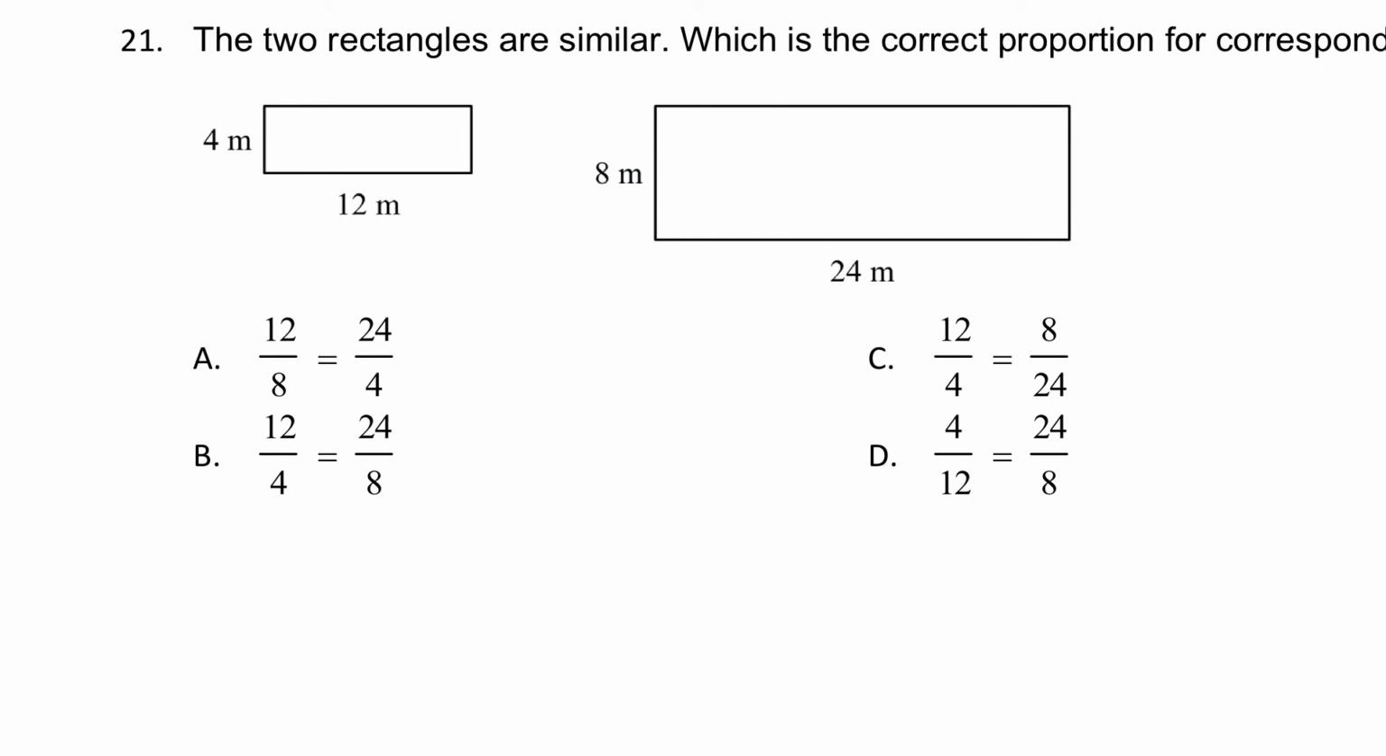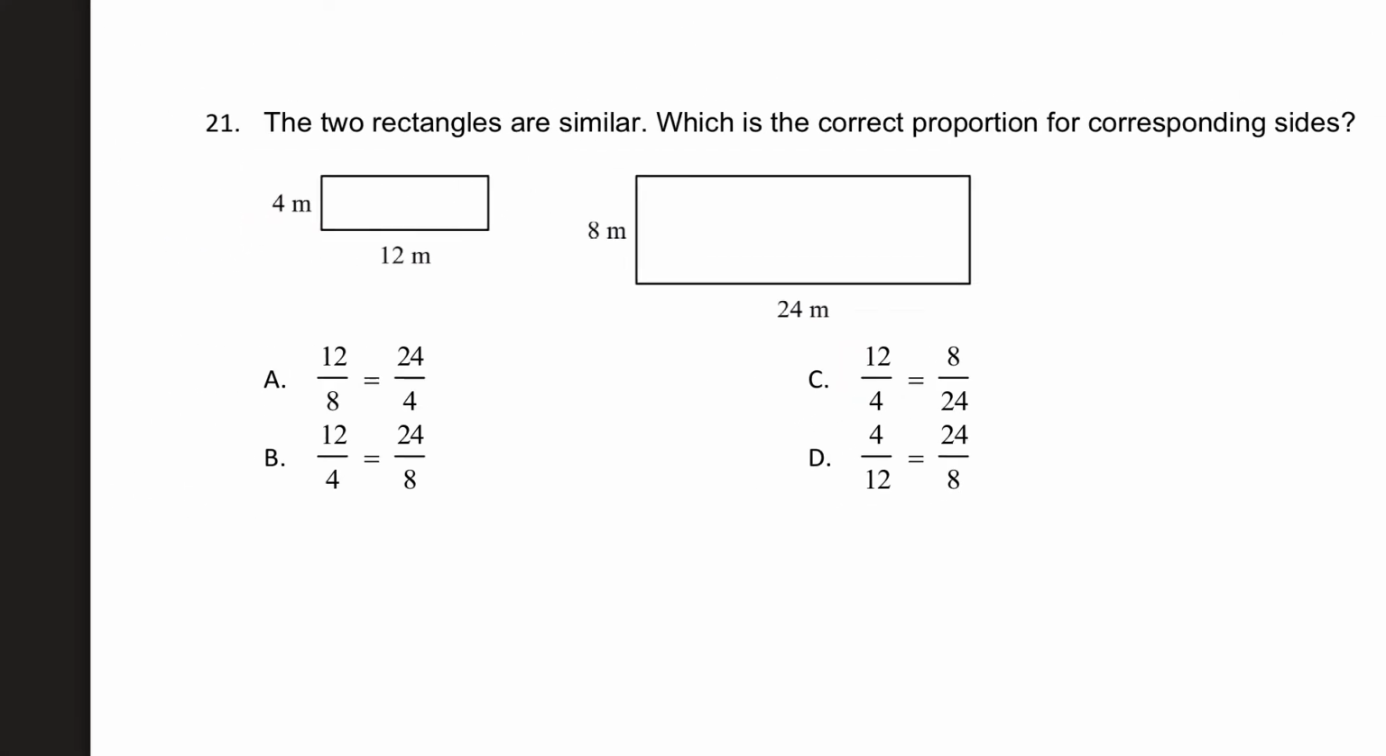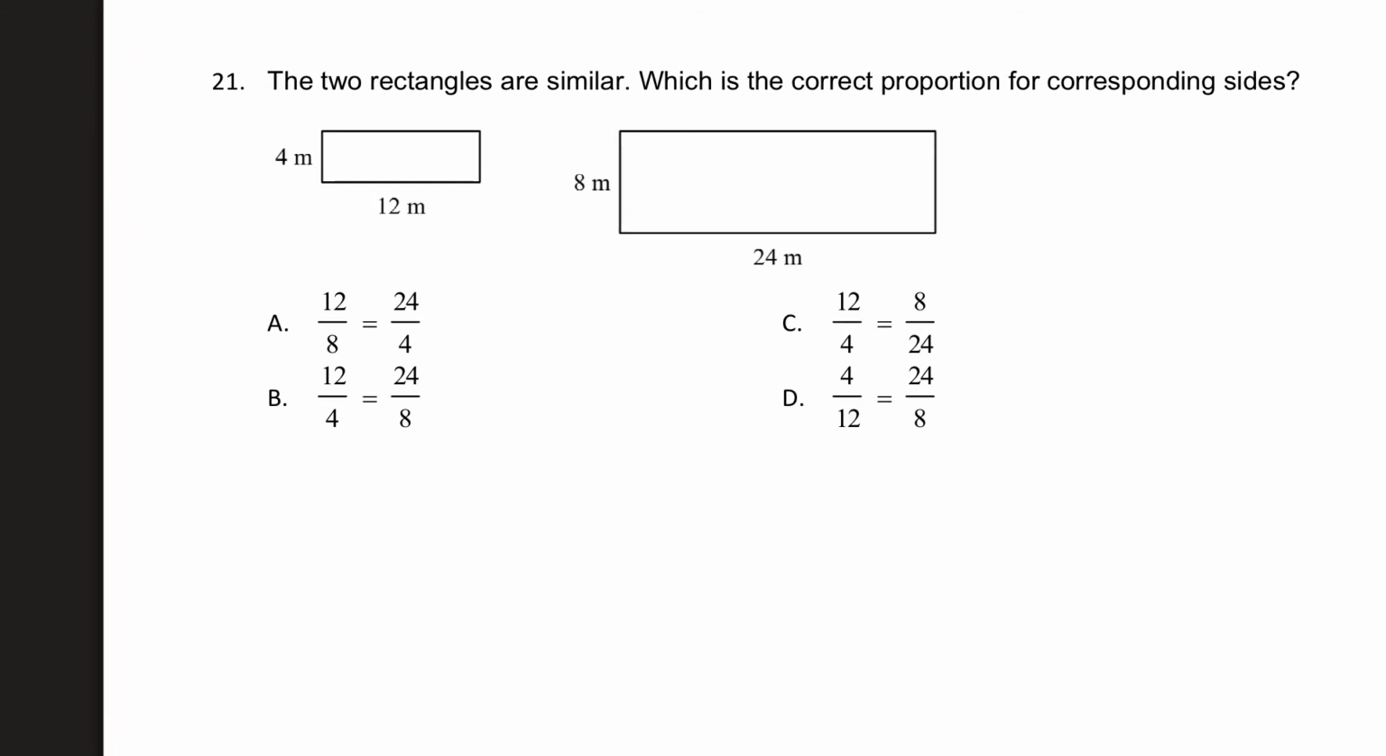All right, the two rectangles are similar. Which is the correct proportion for corresponding sides? Now, there are a lot of different ways you can set up this proportion, but only one of them is going to yield you the actual answer. But any of the correct proportions can be manipulated to look like whatever one is the correct answer. So this is how I always do it.